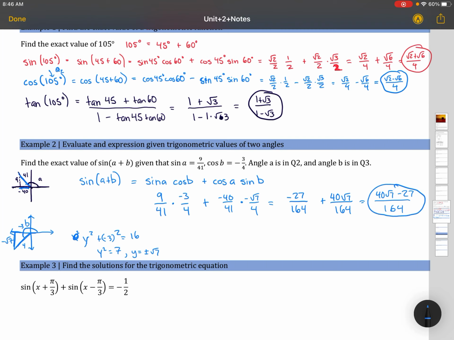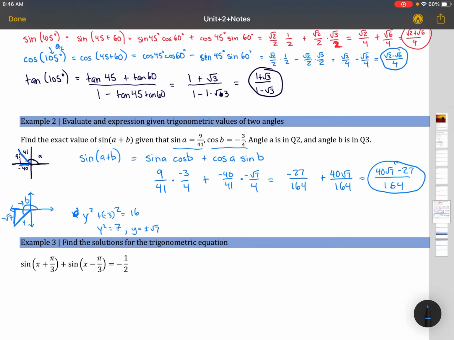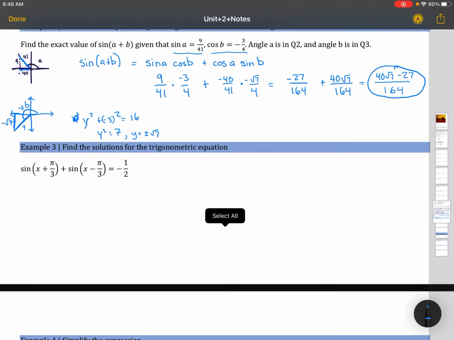Now, what we did here was we used the sine value to draw a triangle to find the cosine value, and we did use the cosine value for angle B to make a right triangle, use the Pythagorean theorem, and find the missing side for the bottom triangle. So then for example 3, we have to find the solutions for this trigonometric equation.